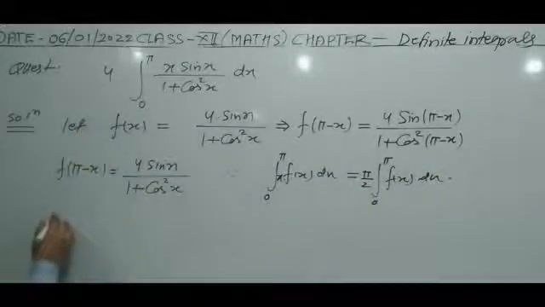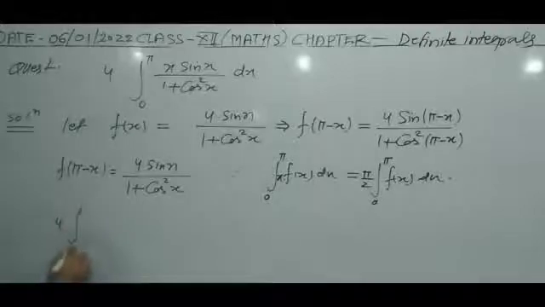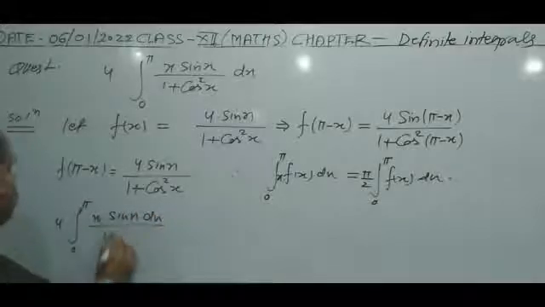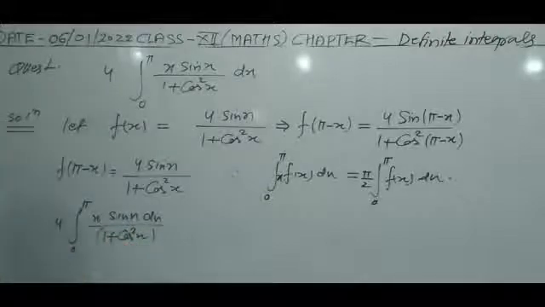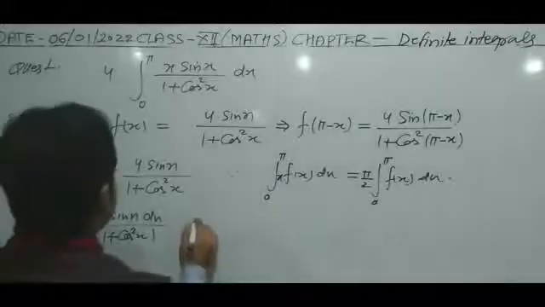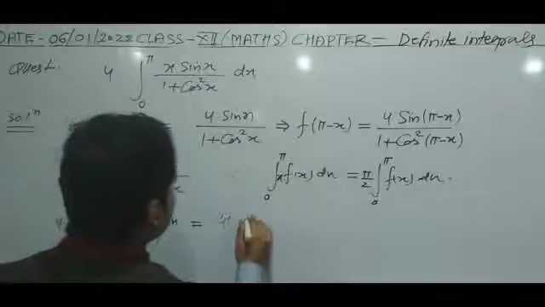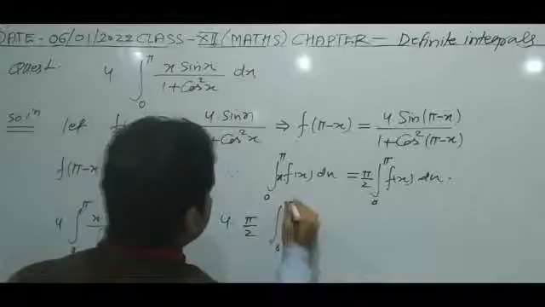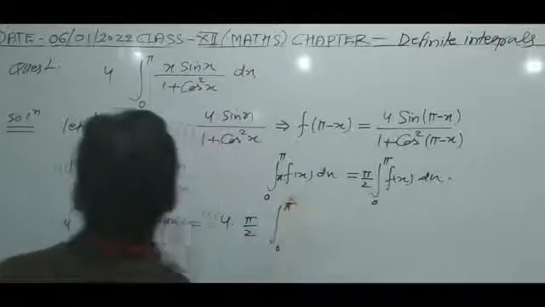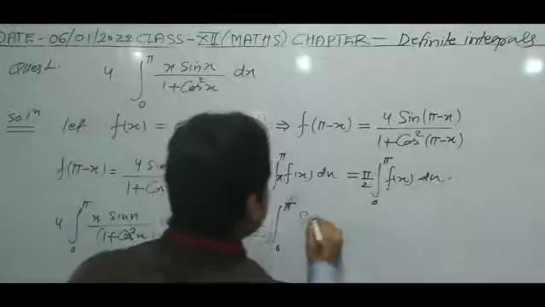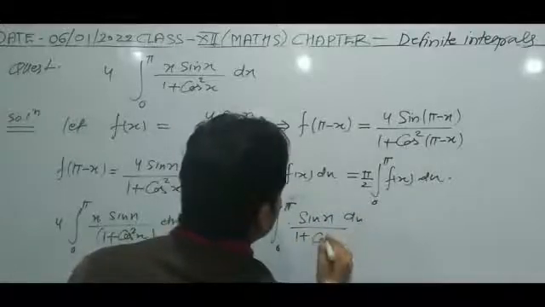Now this expression we can write as 4 times integration over 0 to pi of x sin x dx whole upon 1 plus cos square x, is equal to 4 into pi by 2 times integration over 0 to pi of sin x dx upon 1 plus cos square x.